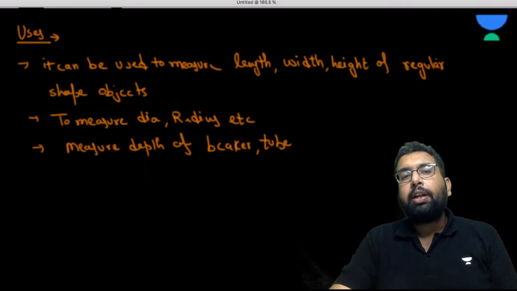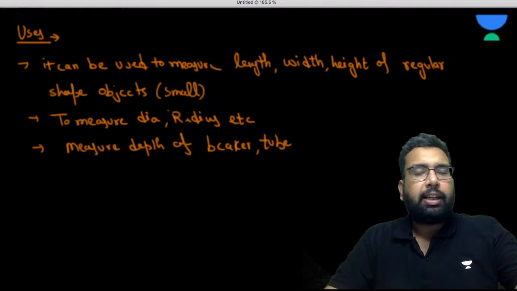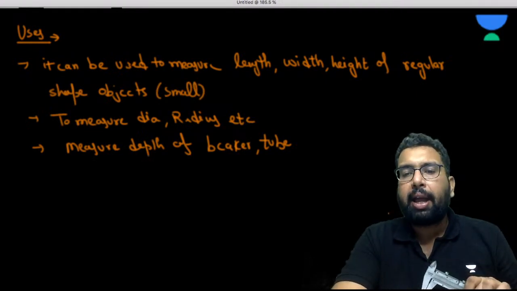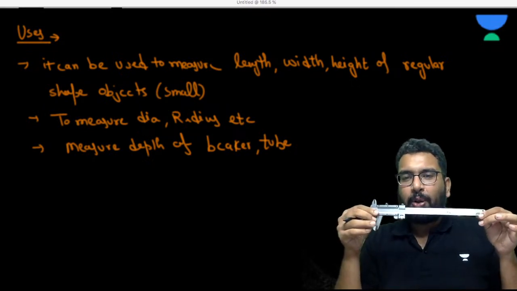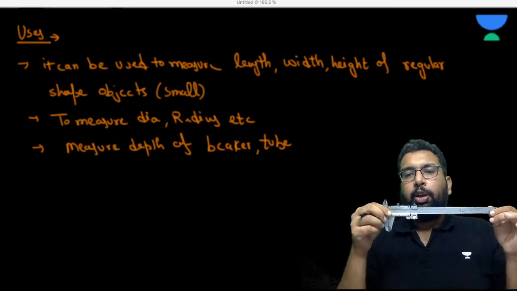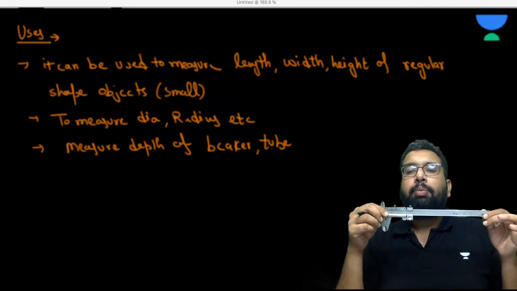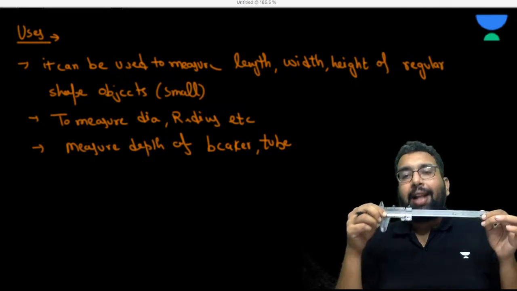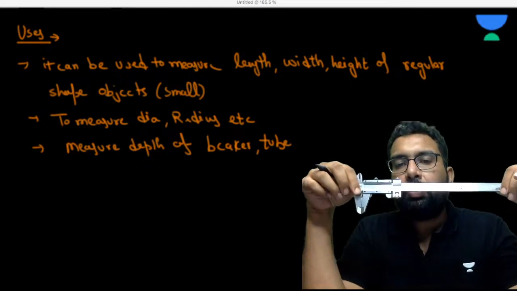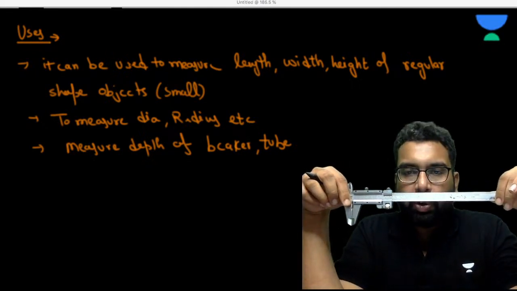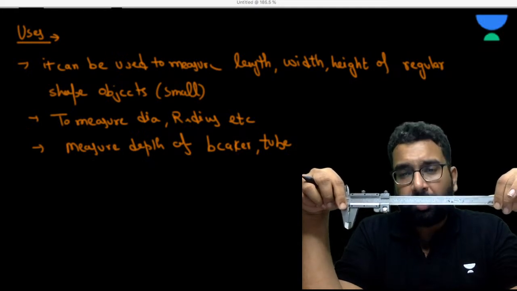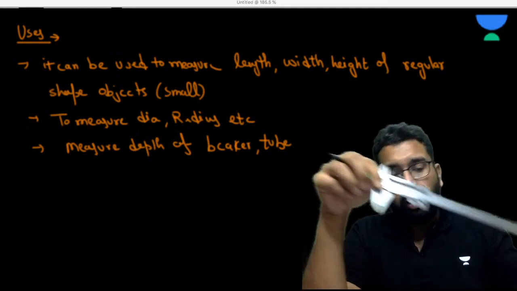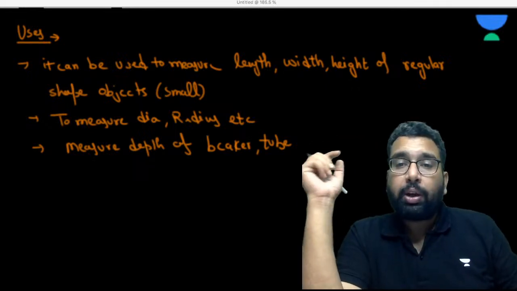Regular shape objects. So obviously it is used for small objects. Practically, I am holding a Vernier caliper here. You see the size of it, very small, no? It is not so large that it can be used for measurement of larger objects. So in laboratories, when we want to measure small objects, normally we use the Vernier caliper and screw gauge, because more technicality, more calculation is required.